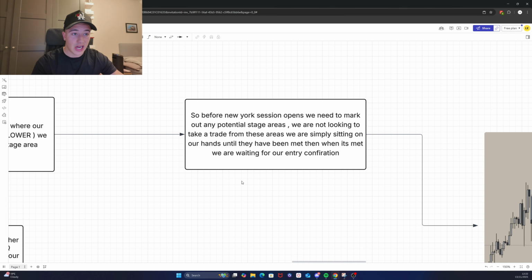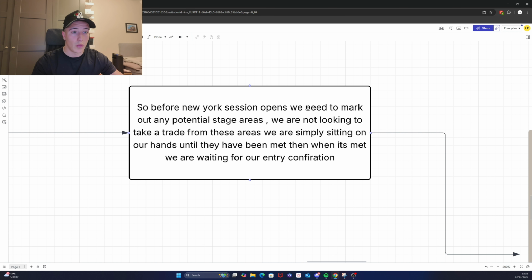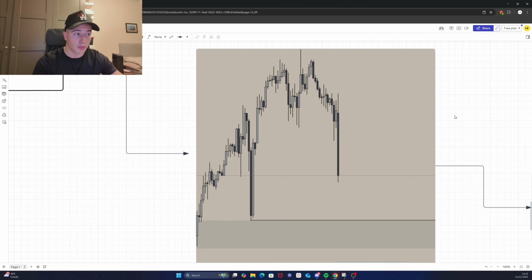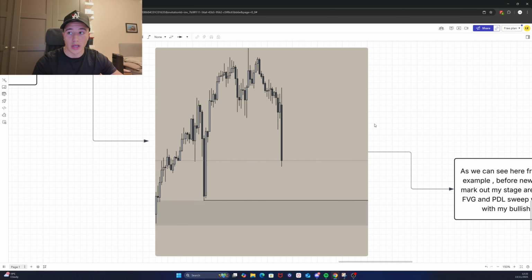So anyway, for the stage area, before New York session opens, we need to mark out any potential stage areas. We are not looking to take a trade from these areas. We are simply sitting on our hands until they have been met. Then, when it's met, we are waiting for our entry confirmation. So, this is just before New York session opens, okay? We are marking out any higher time frame point of interest that aligns with our daily bias.